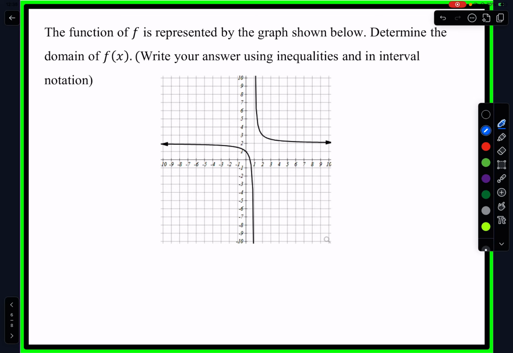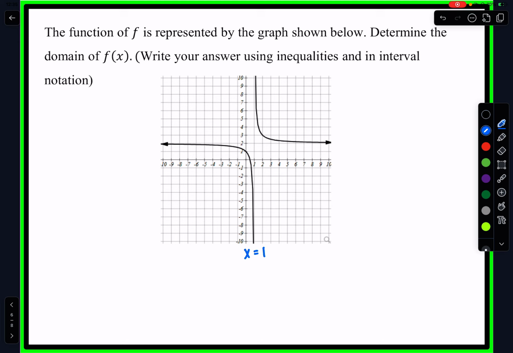I will explain how to determine the domain of this graph that we see here. In the scenario of the graph that we see here, this graph has a discontinuity. It's not connected again at a value, and that value happens to be at this vertical position of x equals 1. So the domain will include anything to the left of 1, anything to the right of 1, but not the value of 1 itself.